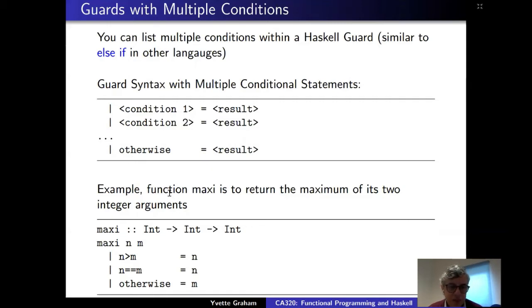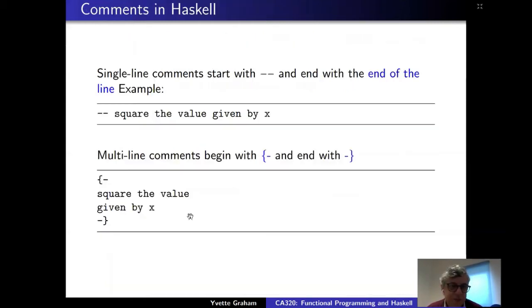So for example, in this example, max is to return the maximum of 2 integer arguments. So function max is of type integer, integer, and the output will be integer. If you take input n and m, if n is greater than m, then output is n. If they are equal, also the output is n. We could mix them together. We could say n greater than or equal m, then the output would be n, but we have separated them here into different lines, and otherwise it is m. Very similar. So see, very simple syntax, you just need to learn the syntax.